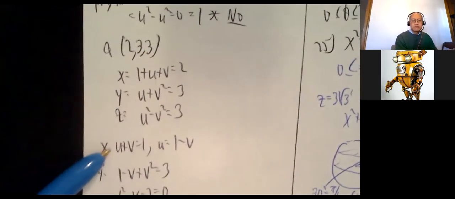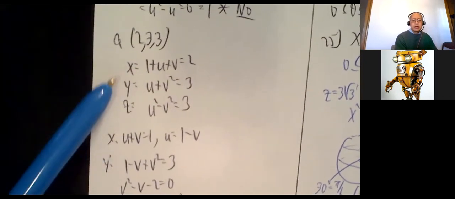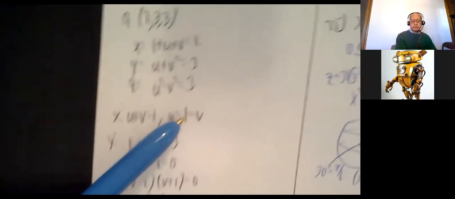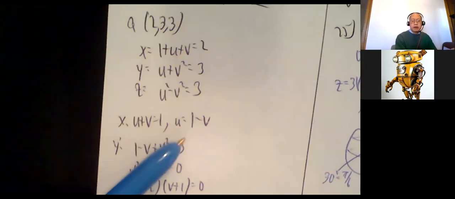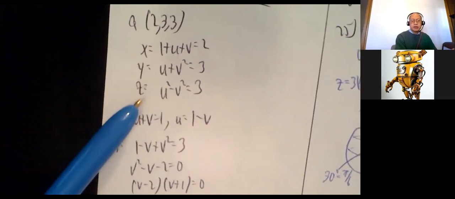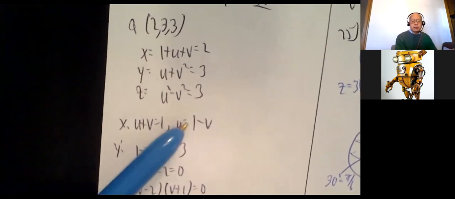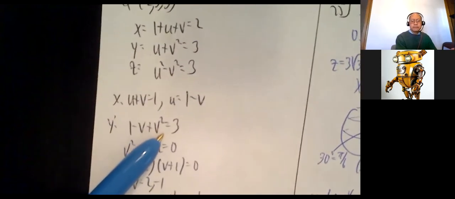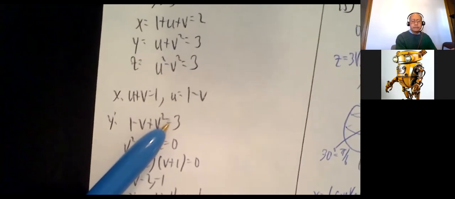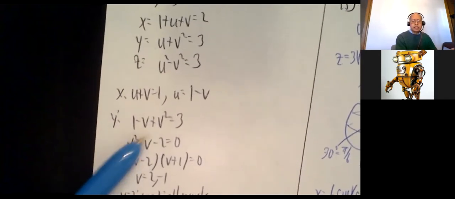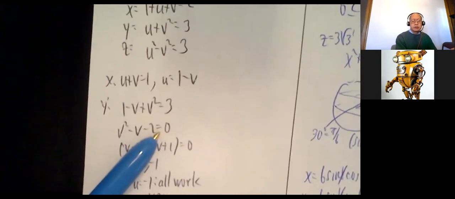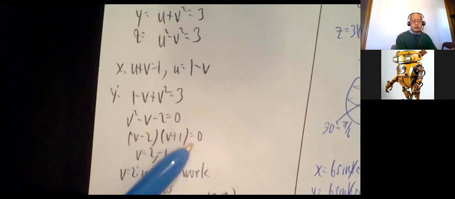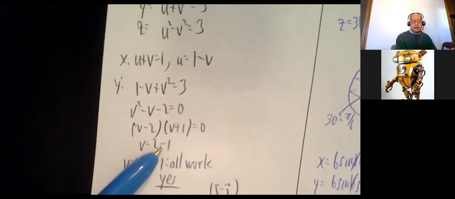Okay, so let's solve. U plus V is equal to 1, which means U is equal to 1 minus V, from X. Now I'll take that and plug into one of the other equations. I plug into the Y. So U is 1 minus V. 1 minus V plus V squared equals 3. That's a quadratic equation. Clean it up. V squared minus V minus 3 equals 0. Factor, V minus 2, V plus 1 equals 0. So V is either 2 or negative 1.